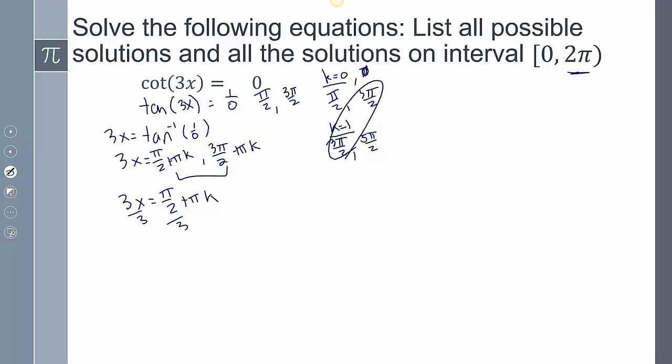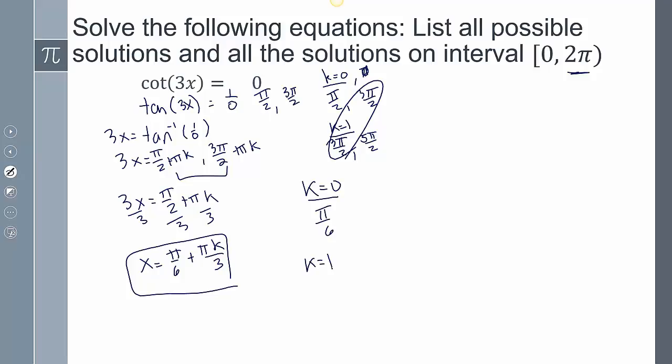So dividing everything by 3, I'm going to get x equals pi 6 plus pi k over 3, and remember, where k is an integer. And so this right here is all possible solutions. But now plugging in values for k, k equals 0 just gives me pi 6. If k equals 1, that's going to give me pi 6 plus pi thirds, and so that's going to give me 2 pi 6, so that's pi halves, or 3 pi 6.